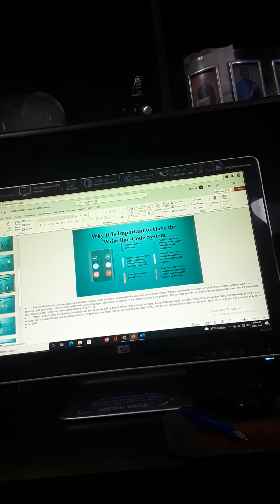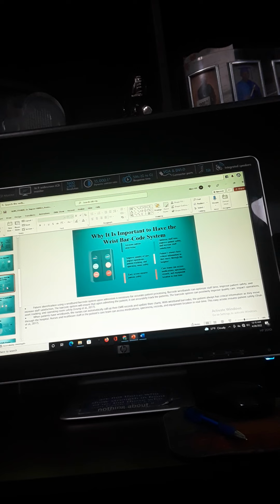PowerPoint slide number 7. Why it is important to have the wrist barcode system. Patient identification using a wrist barcode system upon admission is necessary for accurate patient processing. Barcode wristbands can optimize staff time, improve patient safety, and increase staff satisfaction. The barcode system will ensure that upon admitting the patient, it can accurately track patients. The barcode system can positively improve quality care, impact operations, asset tracking, and operating room safety.